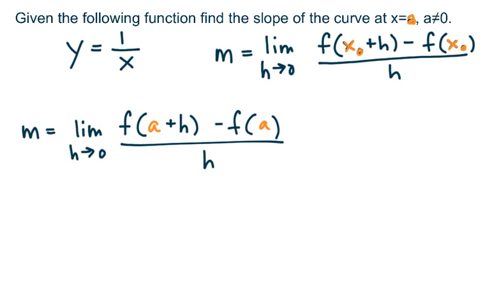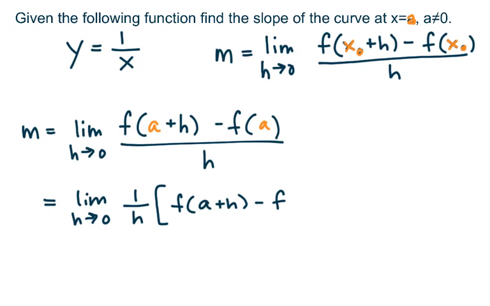I need to manipulate this rational expression in a way such that I can plug 0 in for h. So one thing I often do, especially when I have h in the denominator, is I'll rewrite it and say, well, this is the limit as h approaches 0. Dividing by h is the same as multiplying by 1 over h. So I've got 1 over h, f of a plus h minus f of a.